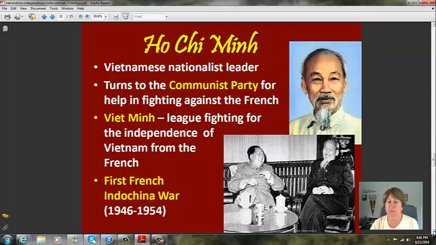The first French Indochina War lasted from 1946 to 1954. These are pictures of Ho Chi Minh. The bottom picture is Ho Chi Minh visiting with Mao Zedong, who was the great communist leader of China during this time.